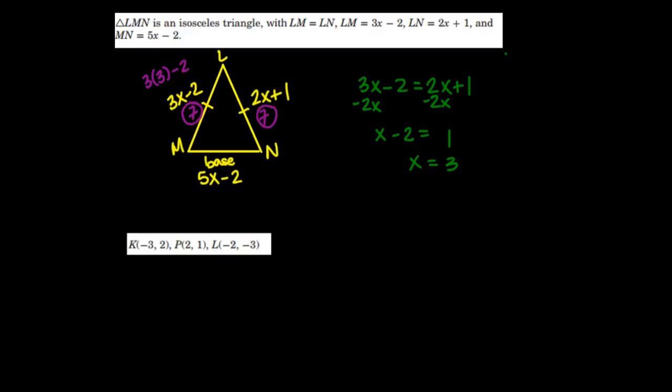And then I need to know the base. Remember, the base isn't the same length, and it shouldn't be. So 5 times 3 minus 2. So 15 minus 2 is 13. So now I know all the side lengths. Side LM is 7, side LN is 7, and the base MN is 13 in length.